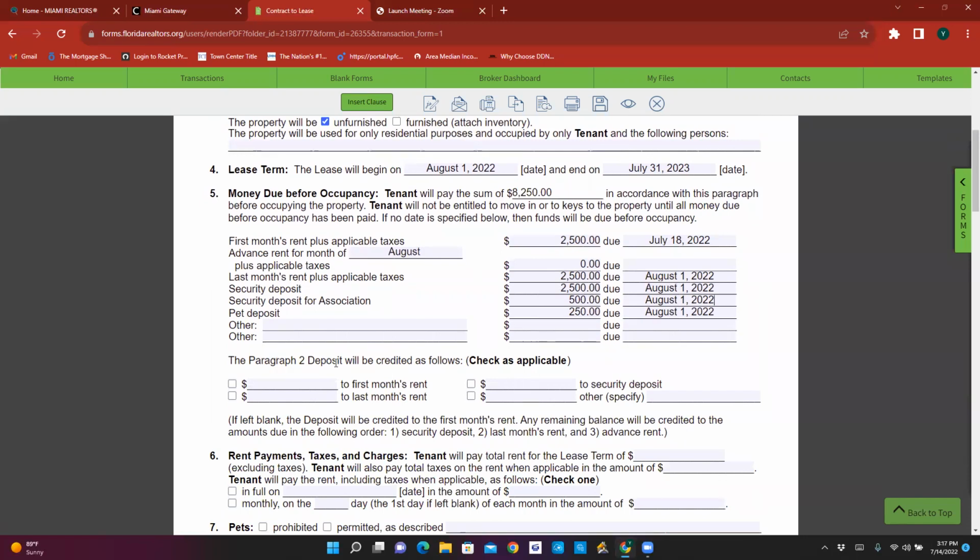The paragraph 2 deposit will be credited as follows. Typically, the deposit is credited as the first month's rent.